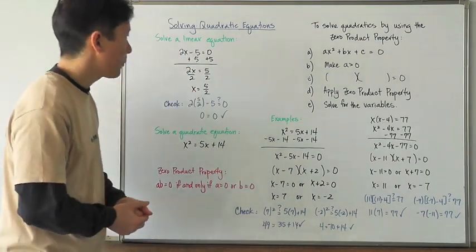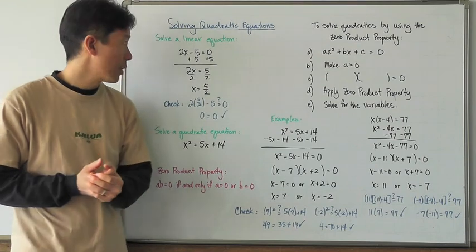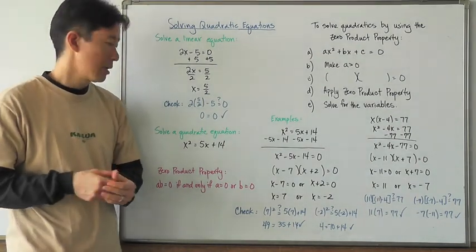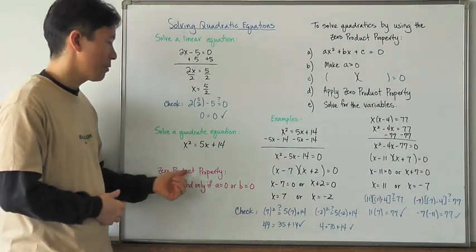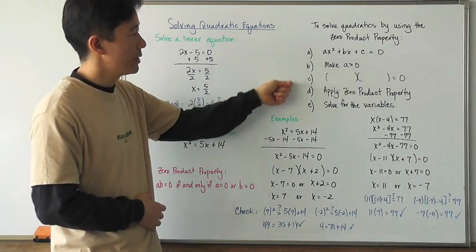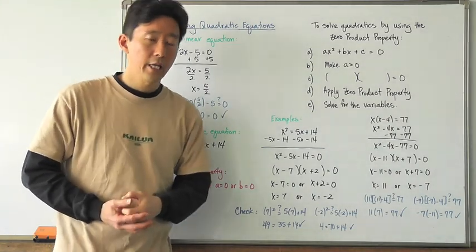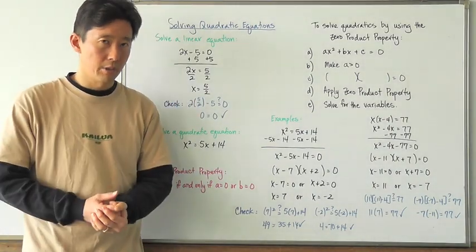Okay, so let's go ahead and wrap up. Solving quadratic equations is slightly different from solving linear equations. We need to make sure that we use the zero product property. And in order to use the zero product property, if we follow these 5 steps, you should be able to factor any quadratic that is factorable.